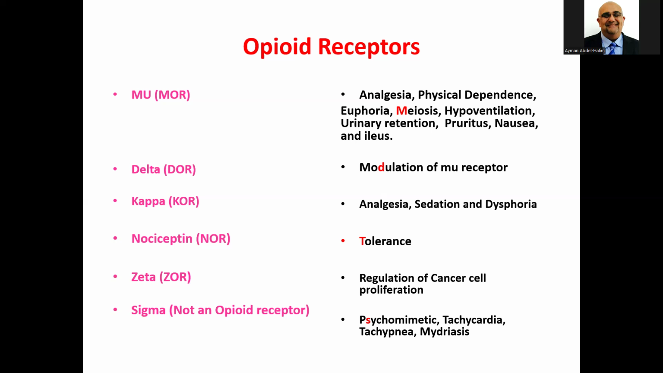The mu receptors are the most important ones. It gives you the analgesia, physical dependence, euphoria, miosis, hypoventilation, urinary retention, pruritus, nausea and ileus. Kappa is analgesia, sedation, and dysphoria. The delta modulates the mu receptor, and nociceptin is related to tolerance, and zeta is related to the regulation of cancer cell proliferation. These things are still under research.